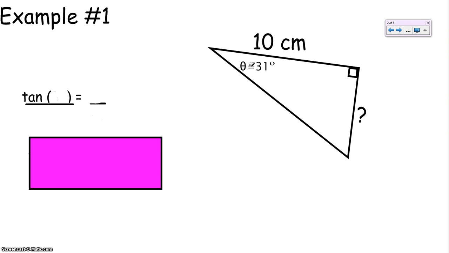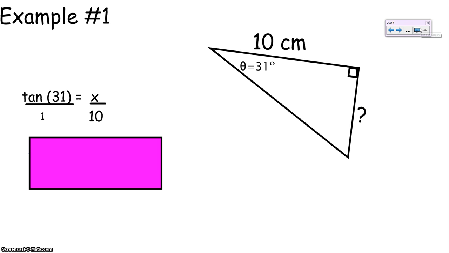Let's take a look at our first question here. In example 1, I have been given theta as the angle right here of 31 degrees. I do not know the side opposite. I do know the side adjacent. So I want to put my information in right where I go. Just as a reminder, we're doing a proportion. With the proportion, the denominator is just 1.